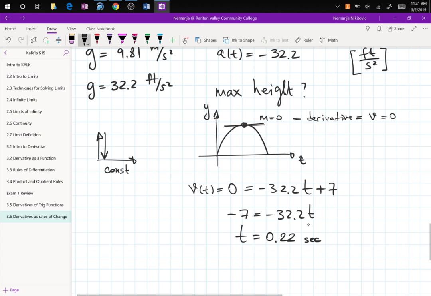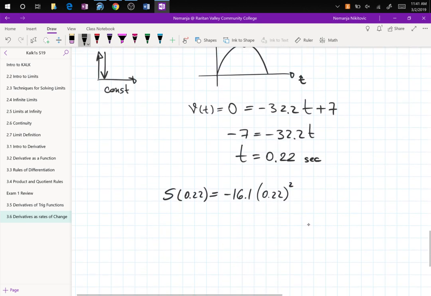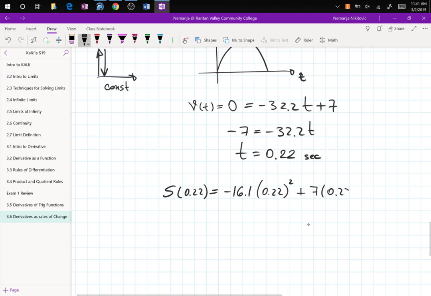Now you take that time and you plug this time of 0.22 in your position function, and you will be able to compute the maximum height. So that was 7 and then 2. Okay. So plus 7 times 0.22 and then plus 2. So now you run this calculation in your abacus and you will get this. So negative 16.1 in parentheses 0.22 squared plus 7 times 0.22 plus 2.